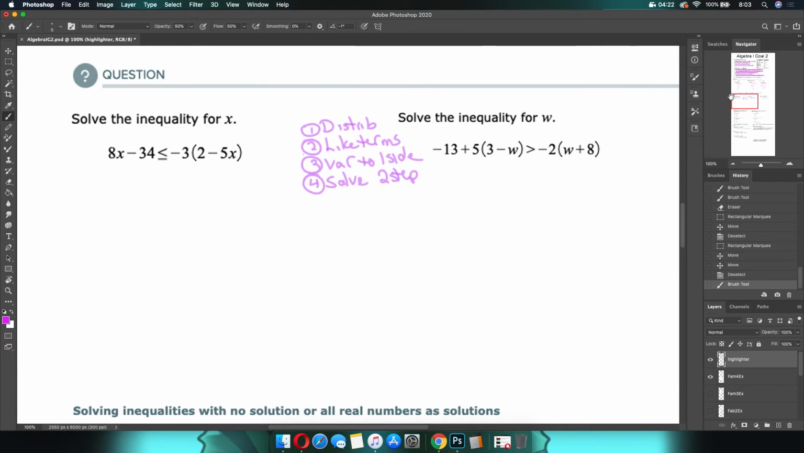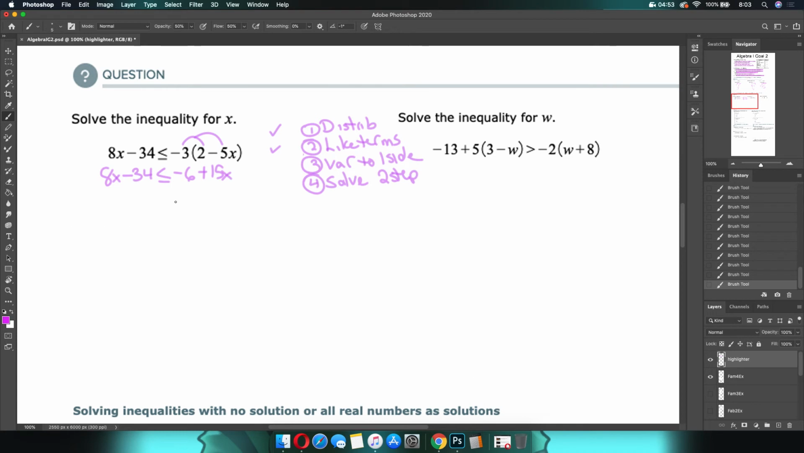Now we want to talk about here. You see how these 2 steps are now going to start coming into play. So what is step 1? Distribution. So we're going to take our negative 3 and distribute it. So this side of the inequality does not change, all right? But this negative 3 times 2, that's negative 6. 3 times 5, that is 15x. So step 1 is done. Next, are there any like terms here that we need to worry about? Nope, so we're already done.